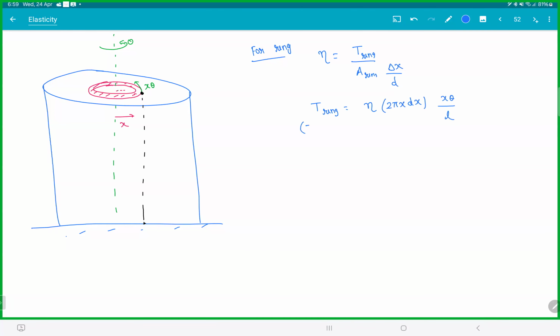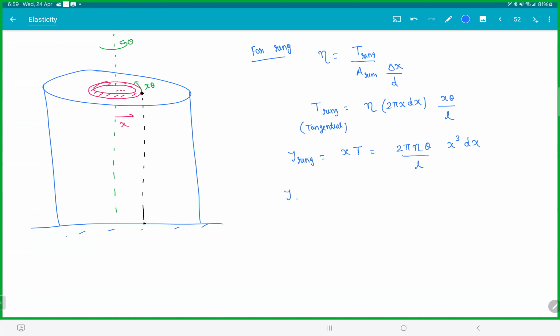This is the tangential tension on the ring. So every cross section will have different tensions. It's not the same. Then the torque on the ring will be the radius x into the tangential tension, which is 2 pi eta theta by L x cube dx.